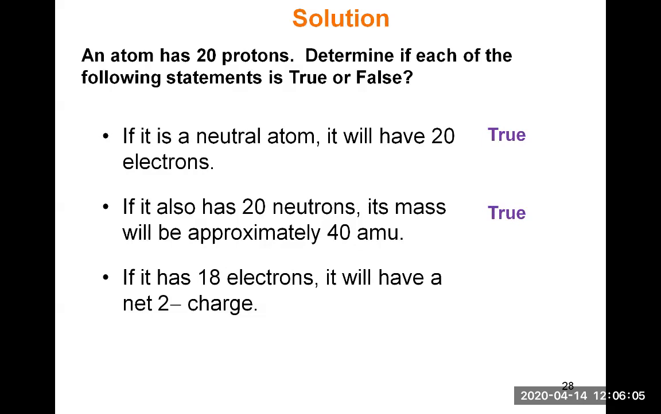If it has 18 electrons, it will have a net -2 charge. And that's false. So if an atom has 20 protons, that means 20 positive charges. And if it has only 18 electrons, which means 18 negative charges, 18 of the positive charges will be cancelled, but we'll have 2 protons that are not cancelled out by an electron. So it will actually be a 2 positive charge, not negative charge.